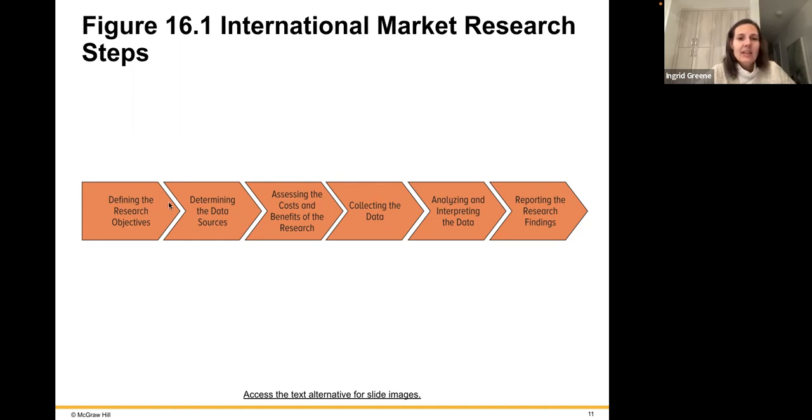Okay. Then you move on to determining the data sources. How am I going to get that data? You can use either primary or secondary research. And I think people often forget about primary research. I'm such a fan.